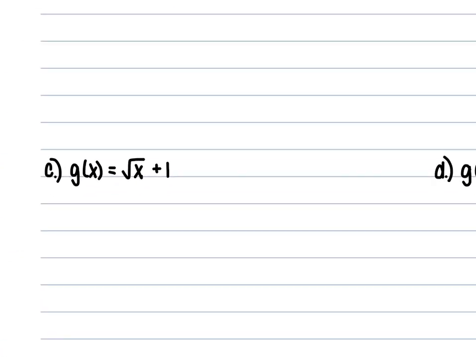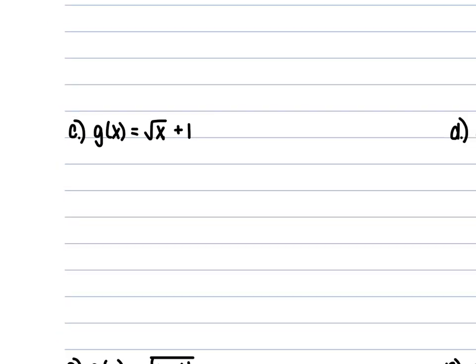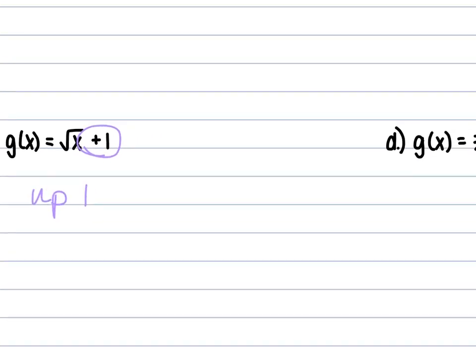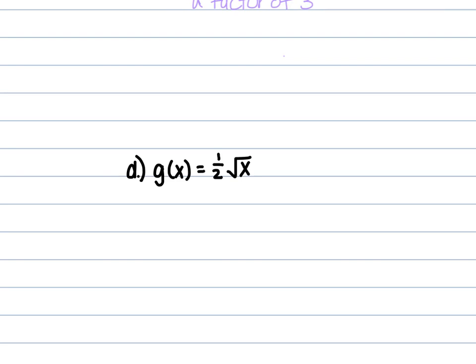For c, we have g of x is equal to the square root of x plus 1. That plus 1 is on the outside, so that means that we're going to go up 1. For d, g of x is equal to 1/2 square root x. That 1/2 is outside the radical, so it's in front. Think just like it is. It's a small number. It's a fraction, so you think smaller. So this is going to be a vertical compression by a factor of 1/2.